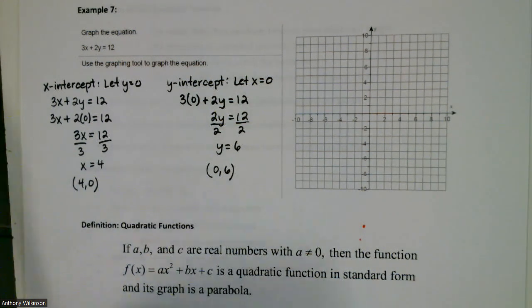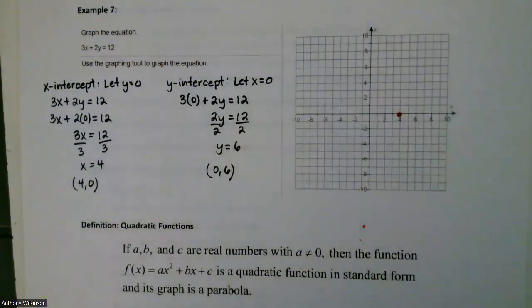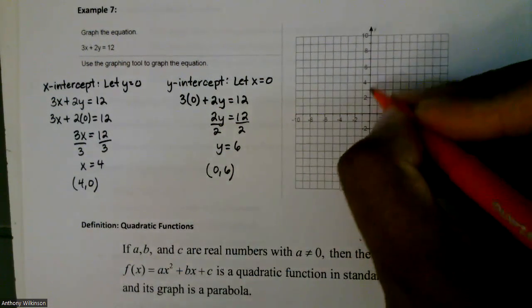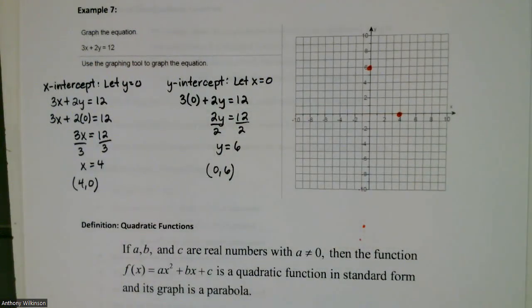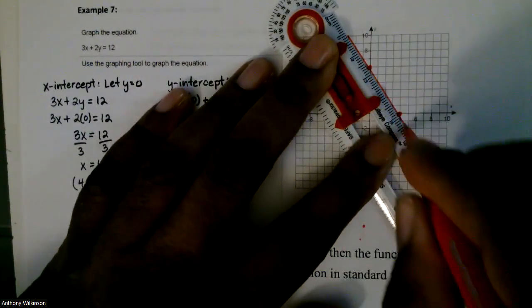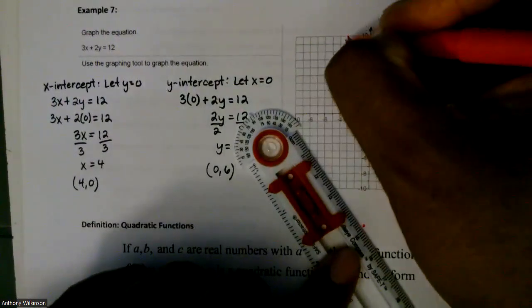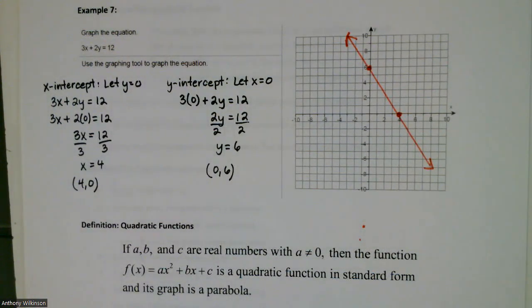All right, now let's plot those intercepts, starting with (4, 0). Here I'm going to go to the right 4, and it'll be on the x-axis. For (0, 6), we stay at 0 but go up to 6 on the y-axis, and then connect those 2 points. That represents the graph of the function 3x plus 2y is equal to 12.